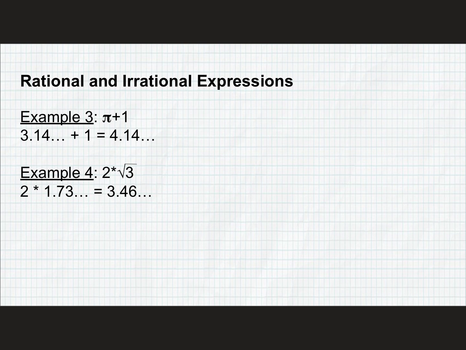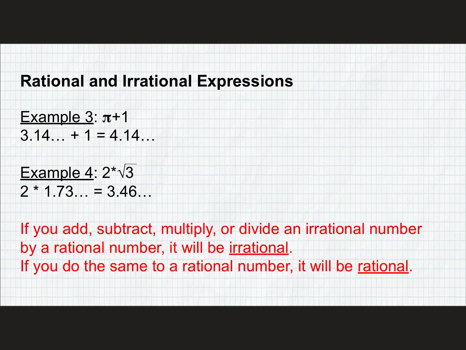Let's quickly summarize what we have learned so far. If you add, subtract, multiply, or divide an irrational number by a rational number, the resulting expression will be irrational. If you do the same to a rational number, you will get a rational expression.